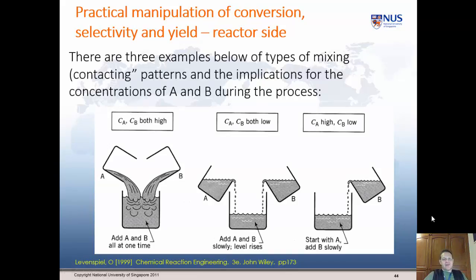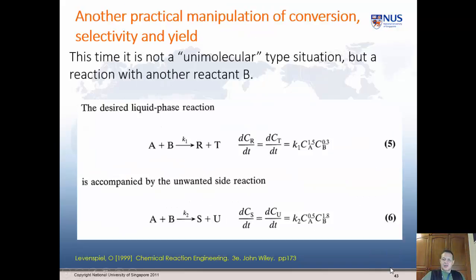Now, before we can go any further, we need to think a bit about the reactor side of manipulation. So we're going to come back to this in a moment. Notice the different reaction orders that we've got up here. So hold that thought, we're coming back to it in a moment.